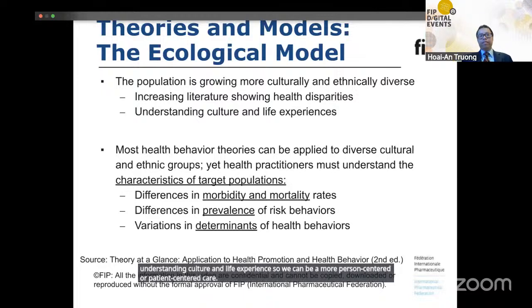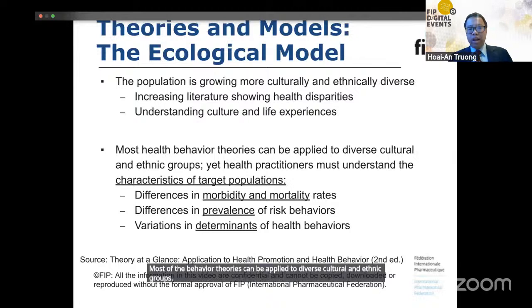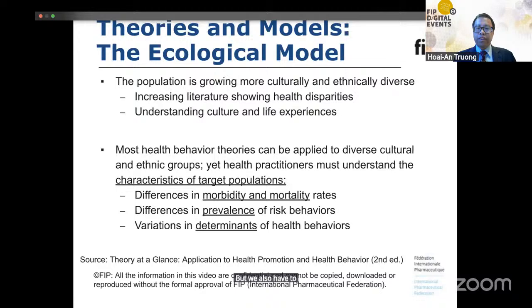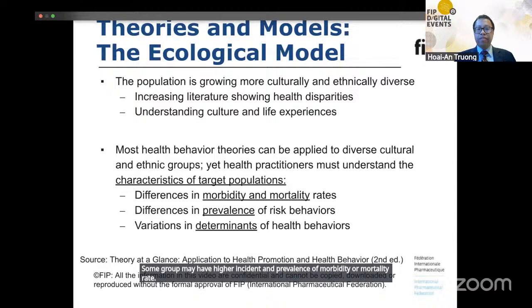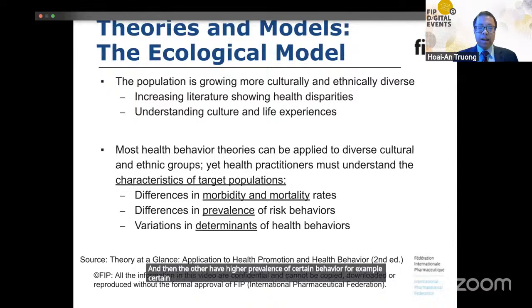Most of the behavioral theories can be applied to diverse cultural and ethnic groups, but we also have to acknowledge and understand that there are different characteristics of each group. Some groups may have higher incidence and prevalence of morbidity or mortality, and others have a higher prevalence of certain behaviors. For example, certain populations are more likely to smoke than others, or certain populations are more likely to drink, or certain populations do not drink.